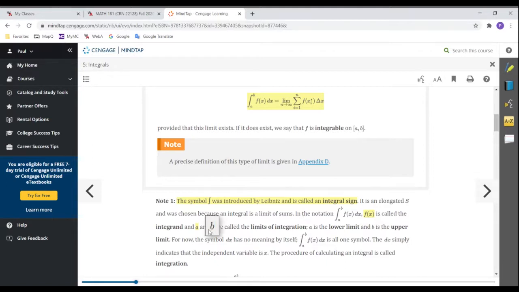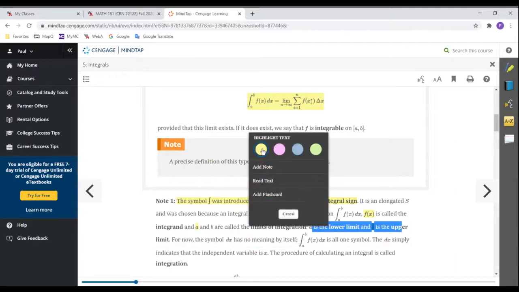I'd like to highlight that if I can, but it doesn't always let me. I do my best. You see it, a and b. They're called limits of integration. a is the lower limit, and b is the upper limit.